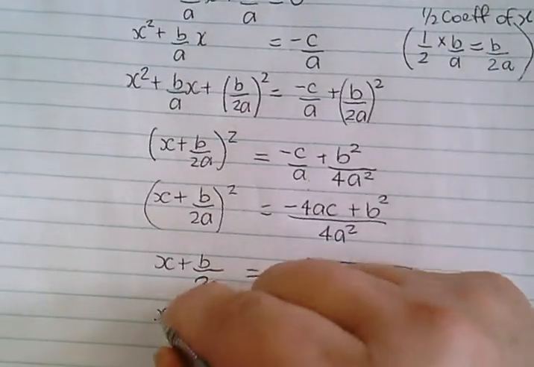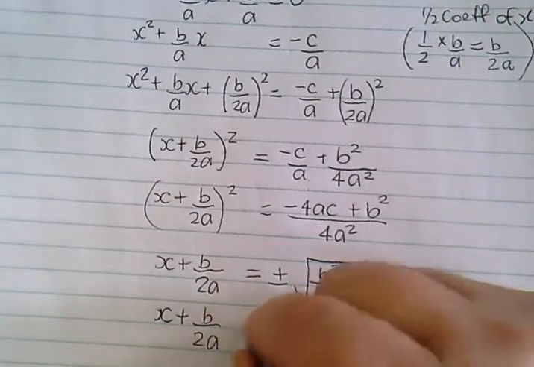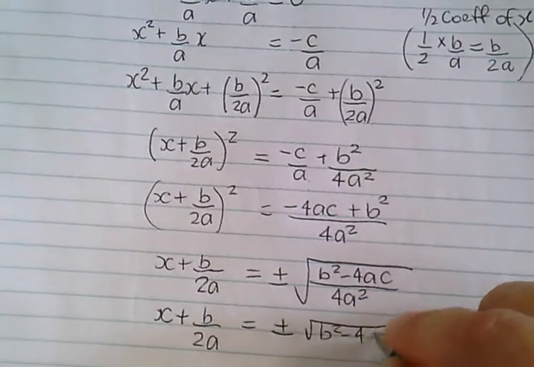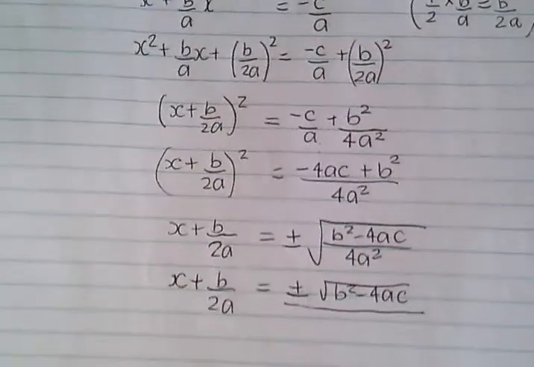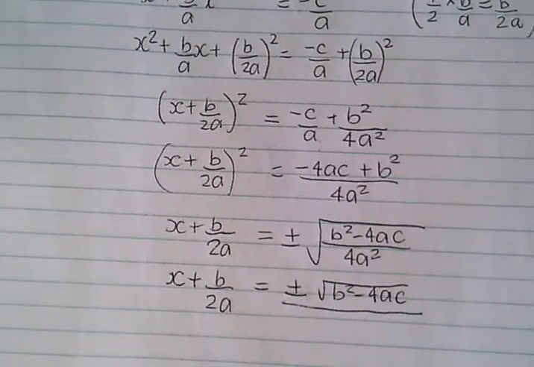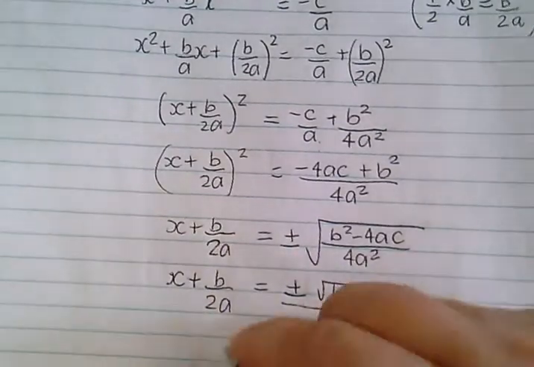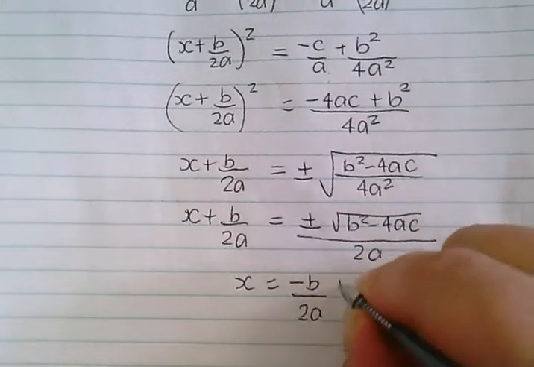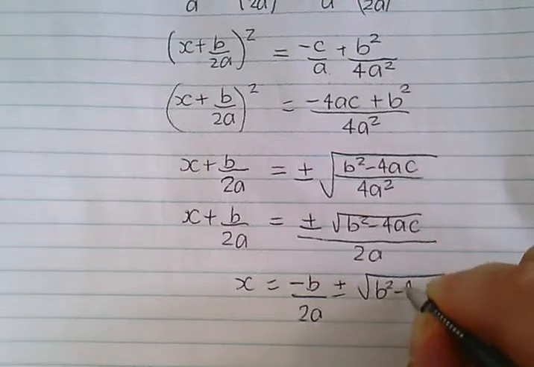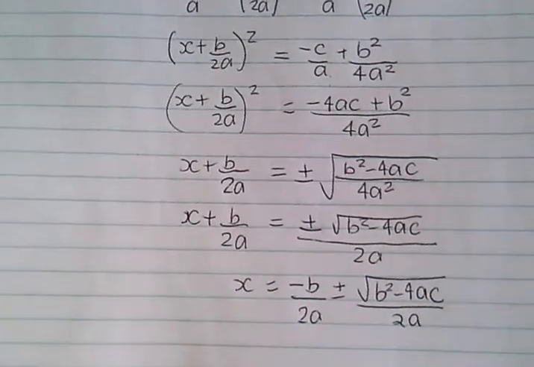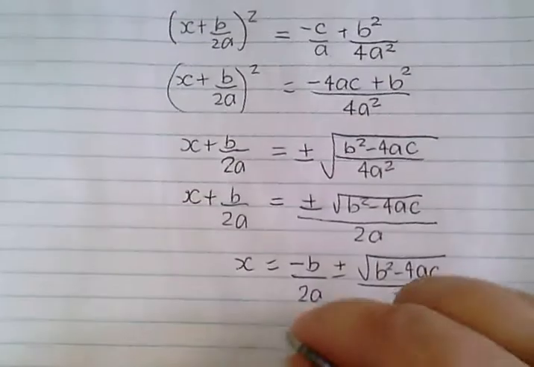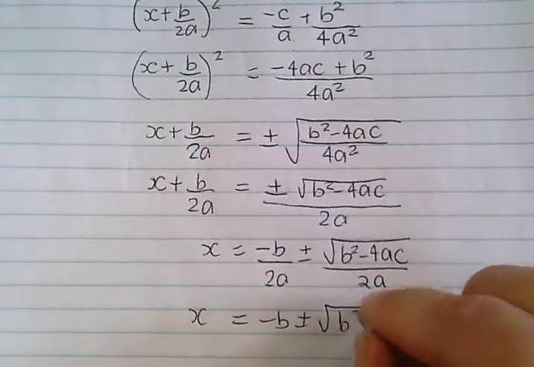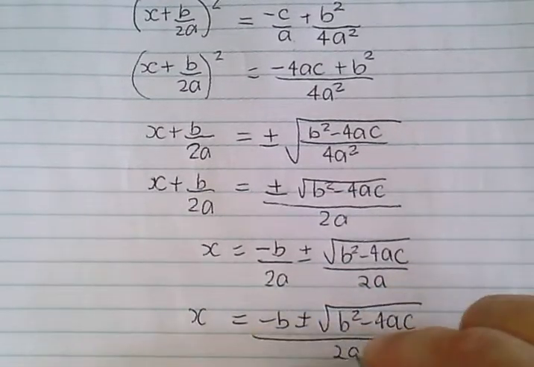Right, we're nearly done. x plus b on 2a equals plus or minus. Now, you can't square root the numerator, so it's the square root of b squared minus 4ac. But if you square root 4a squared, what do you get? 2a. Now I'll bring the b on 2a over. So I've got minus b over 2a plus or minus the square root of b squared minus 4ac over 2a. Are those denominators the same? So write it with a single denominator. x equals negative b plus or minus the square root of b squared minus 4ac over 2a.